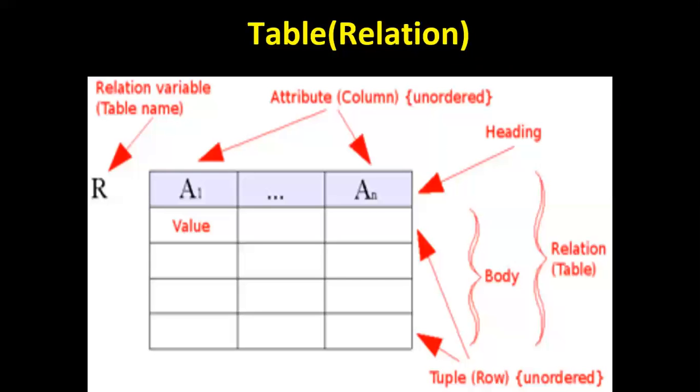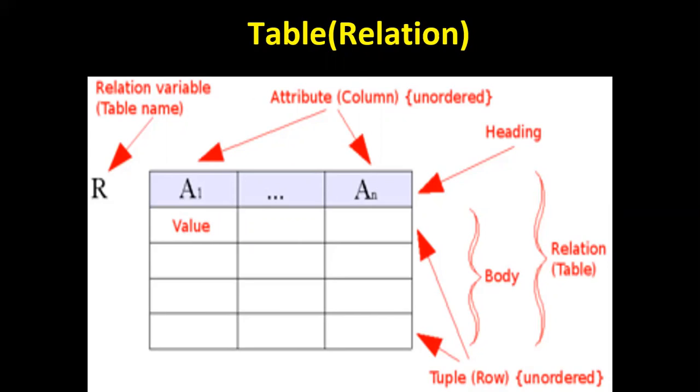Now the diagrammatical representation of a relation is like this. Here I have a relation variable, which indicates a table name, here R, and it contains a set of attributes A1 to AN. The attributes are the columns which represent headings for the table, and the domain is the value which we need to enter into the body part of the table, and each row indicates a tuple. So we have relation name, headings as attribute names, and tuples as rows with values, and the values come from a domain.